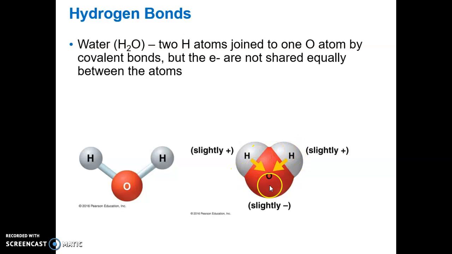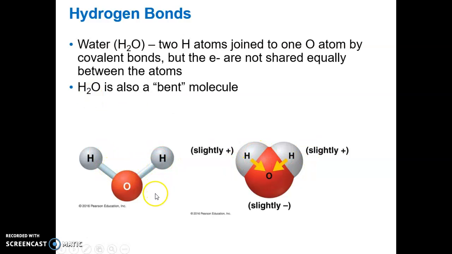We say that this molecule has a polarity. Negative end, slightly negative, not like a -1, but slightly negative. And then on the opposite sides, or the other ends where the hydrogens are, slightly positive. And again, as I mentioned, water is a bent molecule, and that makes water an interesting molecule, as we'll talk about soon. Okay?